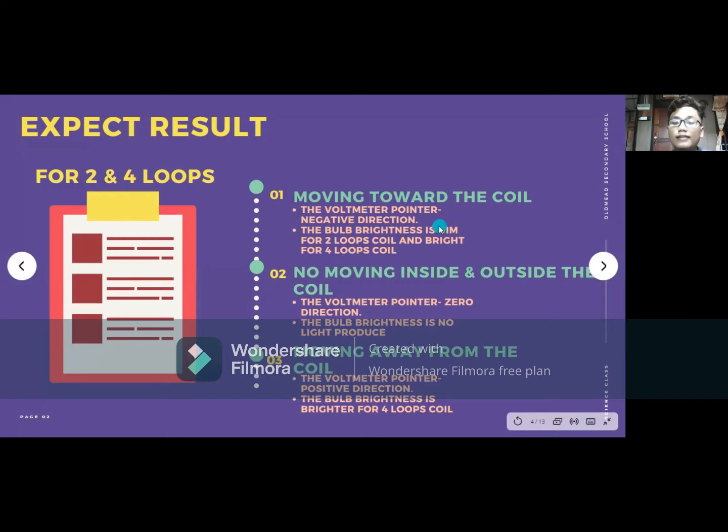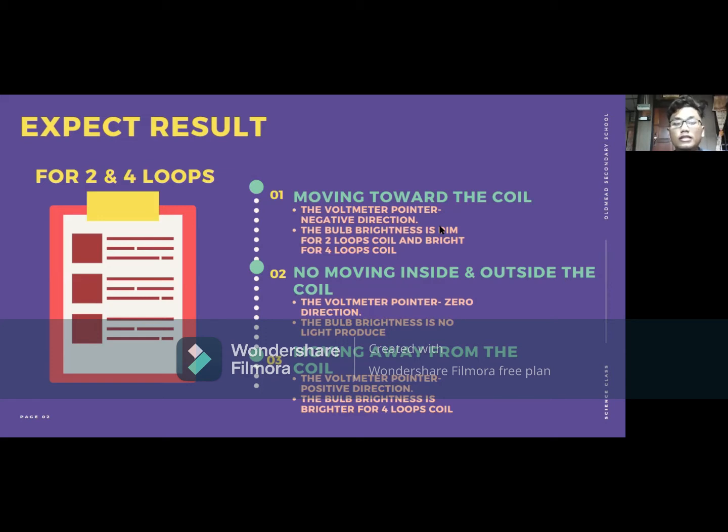And while the magnet is not moving, inside or outside of the coil, the voltmeter pointer will show no direction of current, and the bulb brightness will not be produced because there is no current produced during the experiment. And also, while the magnet is moving away from the coil, the voltmeter pointer will show a positive direction, and the bulb brightness will be brighter for the 4 loops coil.